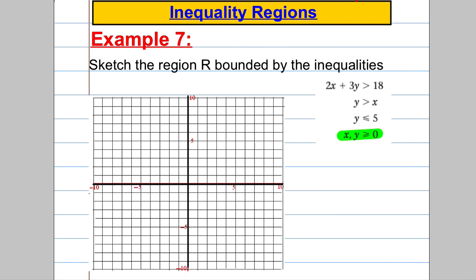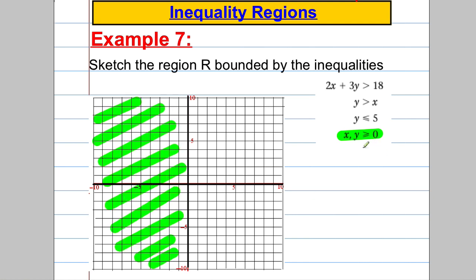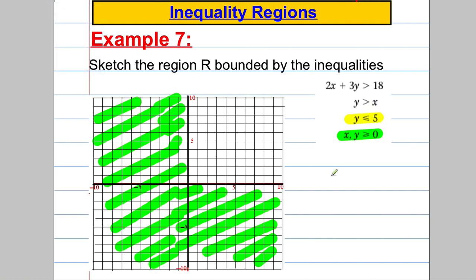And we want everything where x is bigger than 0, so we ignore everything where x is less than 0. And we want everything where y is bigger than or equal to 0, so we ignore everything where y is strictly less than 0. So already we're up in this top quadrant here. Right, let's go for another easy one. Let's go for this one here, y less than or equal to 5. So let's draw the line y equals 5. We want it to be a whole line because it's not a strict inequality.